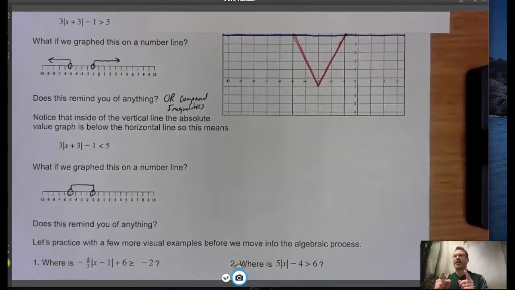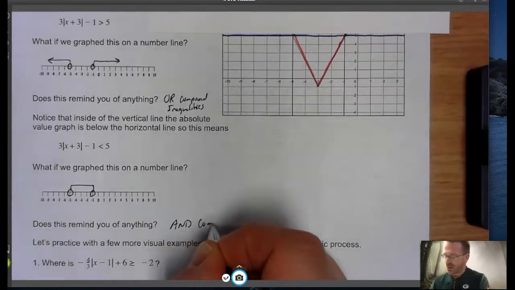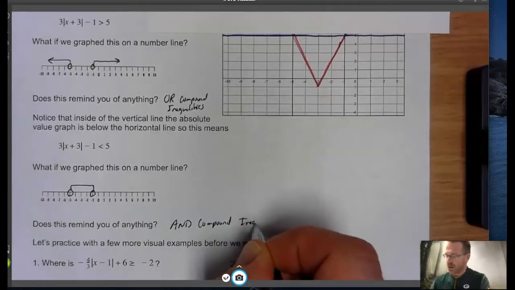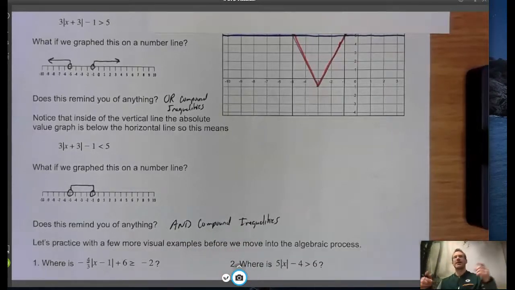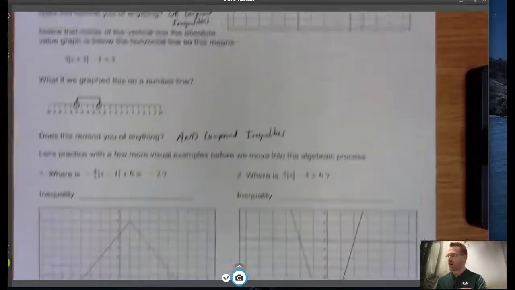Once again, I'll give you about 5 seconds. Does this remind you of anything that we've already discussed? All right, hopefully you said, that's right, that looks like our AND compound inequalities, right? Excellent. Hopefully you saw that. And so the idea is this: when we solve an absolute value inequality, the end result is going to look like either an OR compound inequality or an AND compound inequality. That's really what we wanted to look at. Okay, so now let's just do a few more of these visual examples before we get into the mechanics of solving an absolute value inequality.